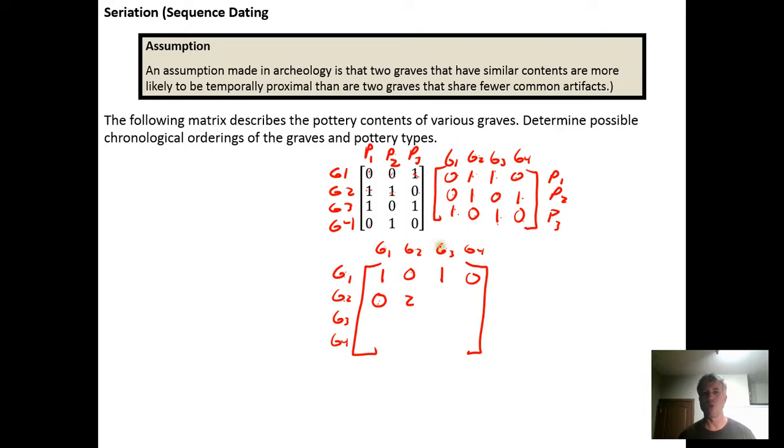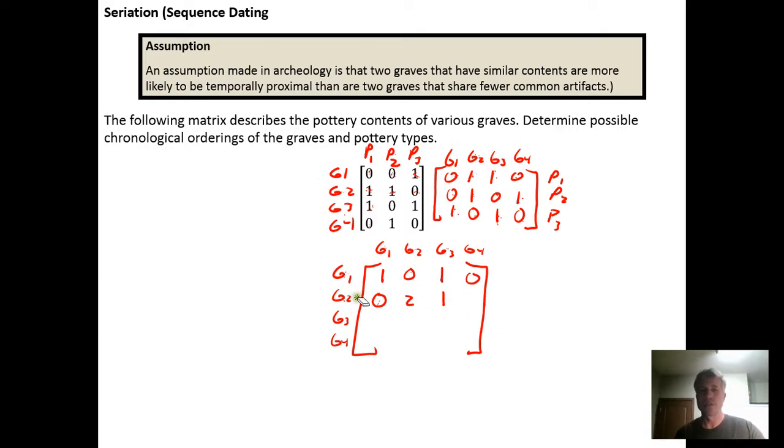This one's row 2, column 3. So we're comparing grave 2 contents with grave 3 contents. So we get 1 times 1 is 1 plus 1 times 0 plus 0 times 1 all adds up to 1. And this tells us grave 2 and grave 3 had one type of pottery in common. You could actually see that if you compared the two rows, grave 2 and grave 3 actually share pottery type 1 in common.